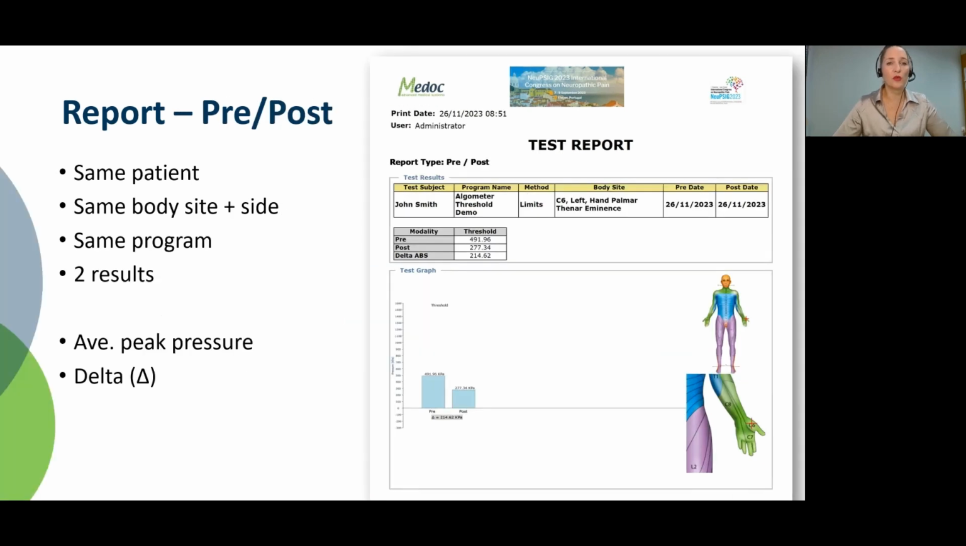Another possibility of a report could be a pre-post report. This would be the same body site on the same side of the same patient with the same program, and we can do a before and after intervention. In this case, for instance, we can smear some capsaicin on the tested body site, and then after a while do the test again, and then we can see the differences between the results. So we can see if there is sensitization now that we put capsaicin under. It will show the average peak pressure and the delta between the before and after test.